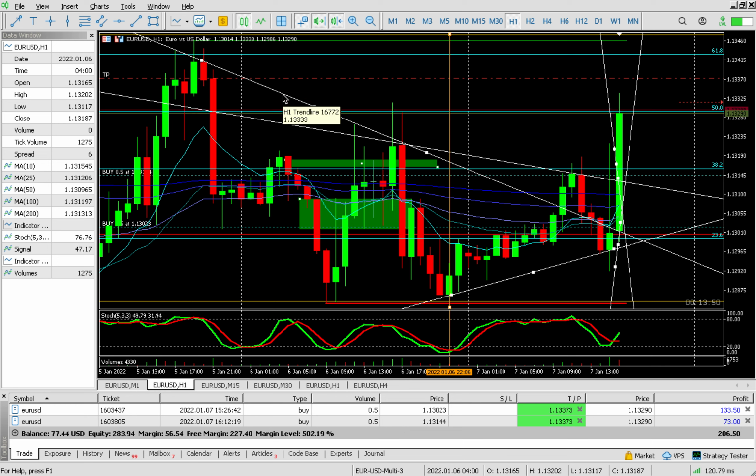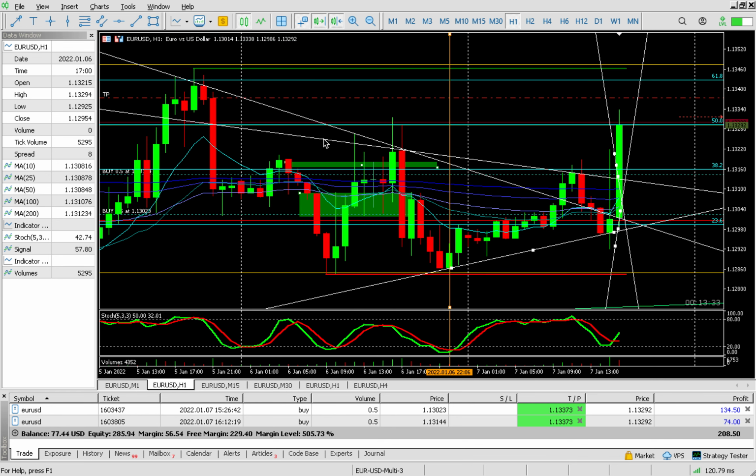And so we broke this hourly trend line, and now we broke this previous high. Next, you know, target to look at is right here.